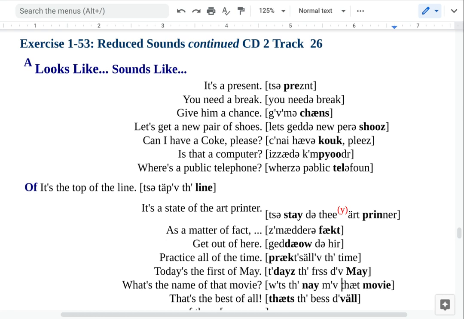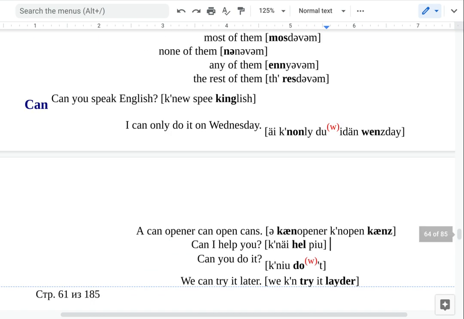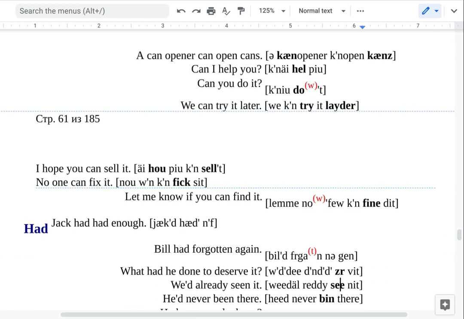Can: can you speak English? I can only do it on Wednesday. A can opener can open cans. Can I help you? Can you do it? We can try it later. I hope you can sell it. No one can fix it. Let me know if you can find it.